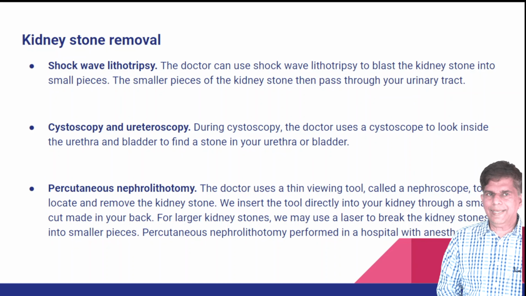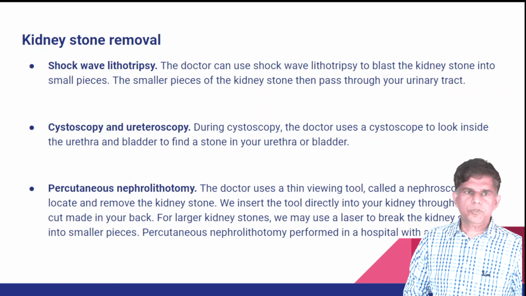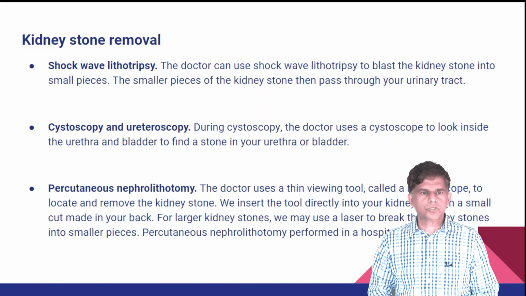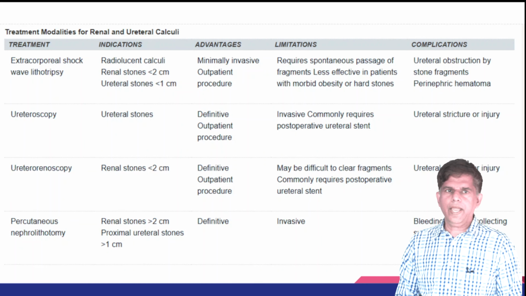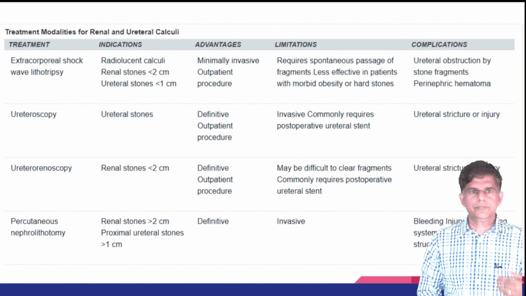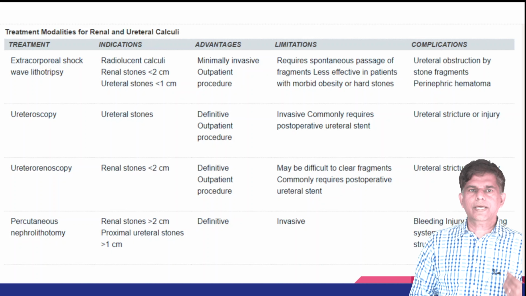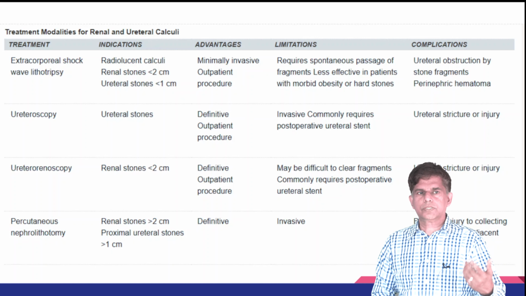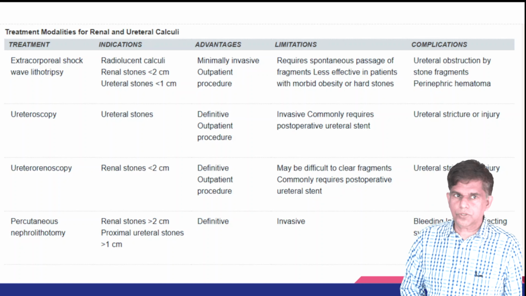Kidney stone removal: mainly shockwave lithotripsy is the most common. Break it down into small parts. Then you've got cystoscopy, ureteroscopy, and percutaneous nephrolithotomy. Okay, now let's look at the indications. In extracorporeal shockwave lithotripsy, your renal stone is less than 2 centimeters and ureteral stone less than 1 centimeter, you can do lithotripsy. And ureteroscopy, if it is a ureteral stone, you have to do ureteroscopy, okay?